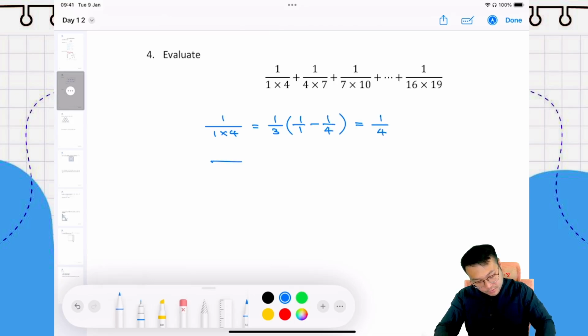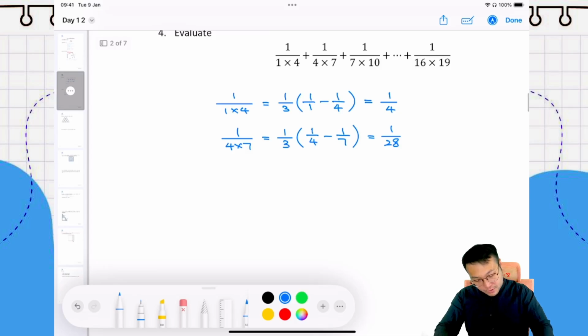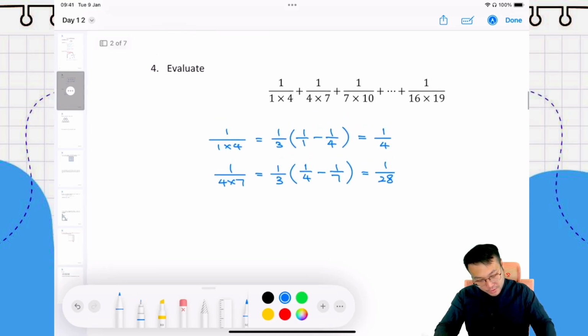And what about 1 over 4 times 7? You can actually write it as 1/3 times 1 over 4 minus 1 over 7. And that will give you 1 over 28. Okay?